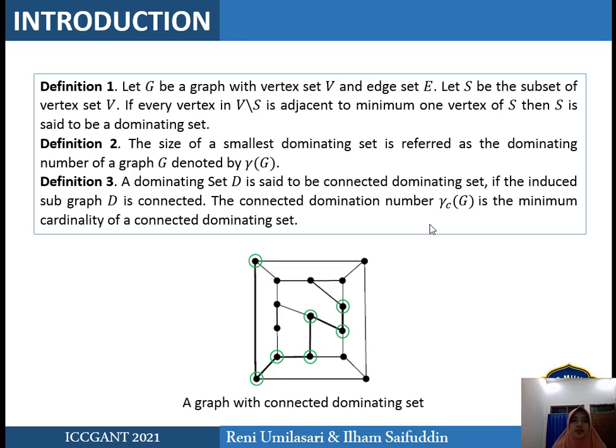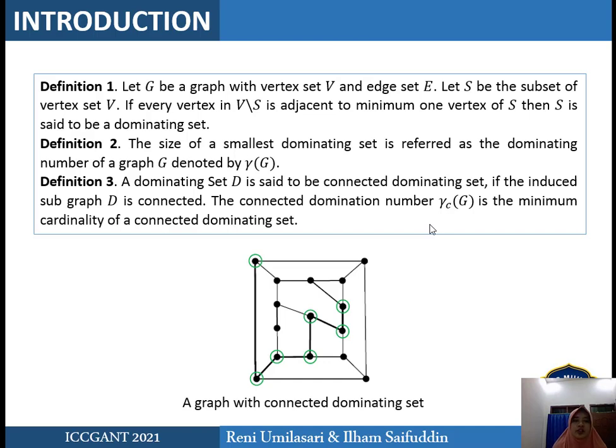This is some definition. First definition. Let G be a graph with vertex set V and edge set E. Let S be a subset of vertex set V. If every vertex in V without S is adjacent to at least one vertex of S, then S is said to be a dominating set. And then for the second, the size of a smallest dominating set is referred to as the domination number of a graph G, denoted by gamma G.